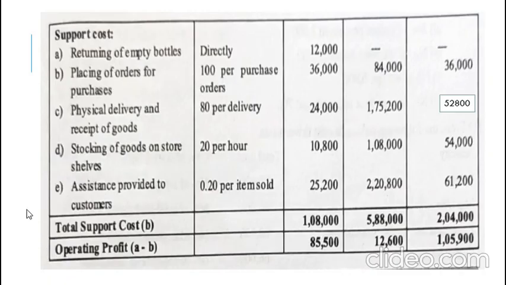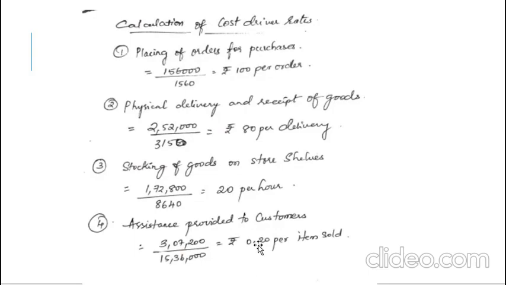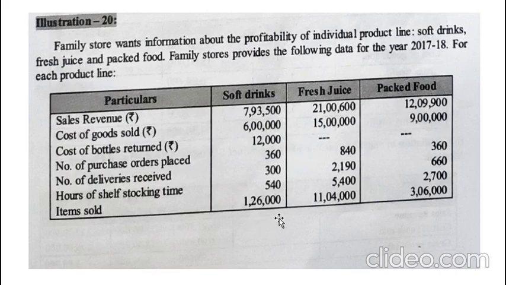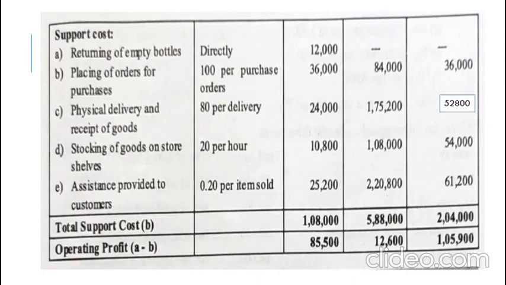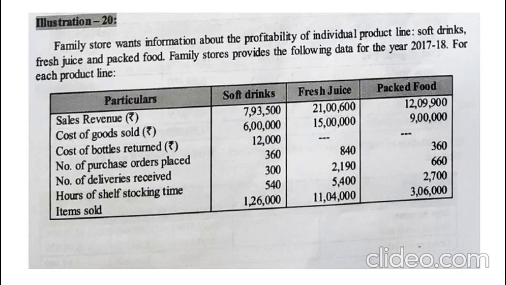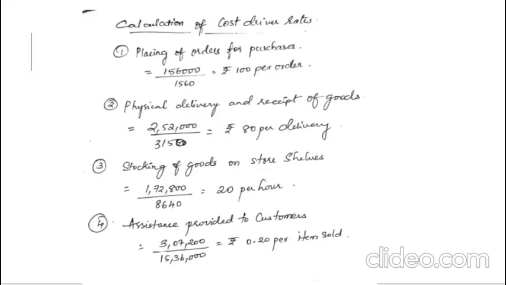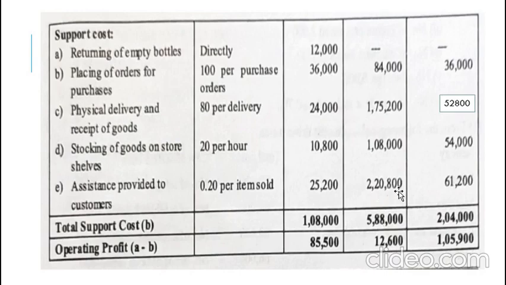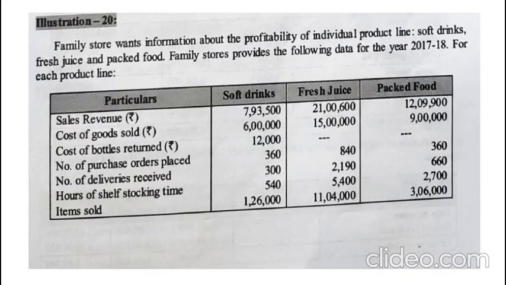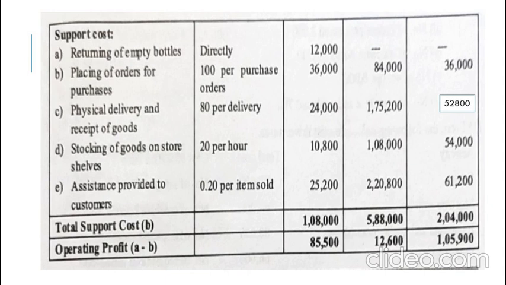Then we have assistance provided to customers, where from the cost driver calculation we have rupees 0.20 per item sold. For soft drinks, 1,26,000 into 0.20 gives us 25,200. For fresh juice, 11 lakh 4,000 into 0.20 gives us 2 lakh 20,800. For packed food, 3 lakh 6,000 into 0.20 gives us 61,200.